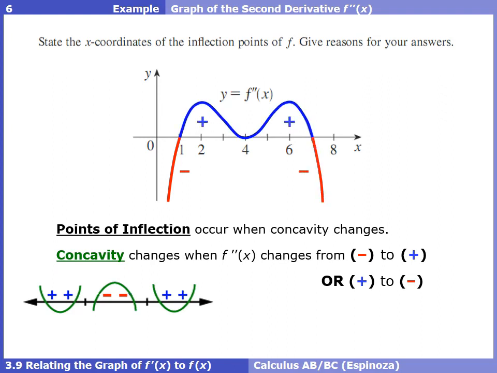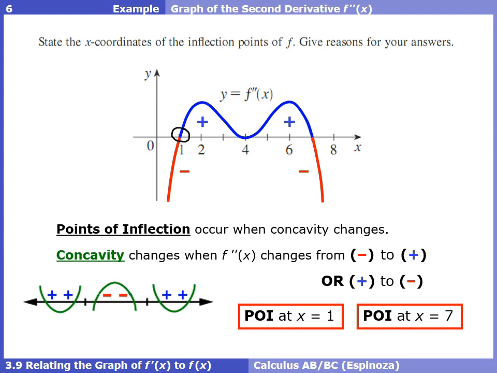So I'm going to label the values that we're dealing with in this particular graph. You'll notice at x equals 1, there's a point of inflection, because our second derivative, I should say, changed from negatives to positives. We also have a point of inflection at x equals 7, because our second derivative values changed from positives to negatives.